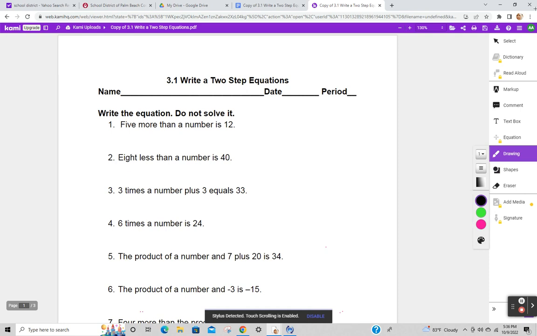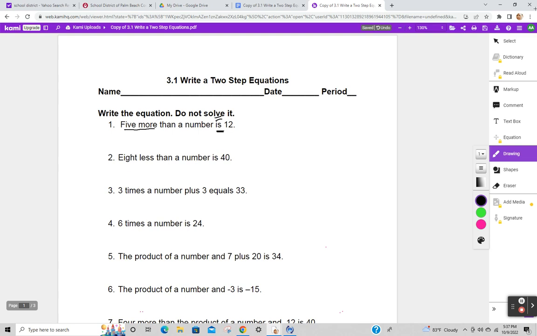All right, number one, 5 more than a number is 12. We know this is going to be an equation because we have the word is. Is gives us the equal sign. So anytime we read the word is in a mathematical sentence, we are given the equal sign. 5 more, we know that means we have to add. We have to add something to something that's already there. So if we read on, we'll find out what's already there.